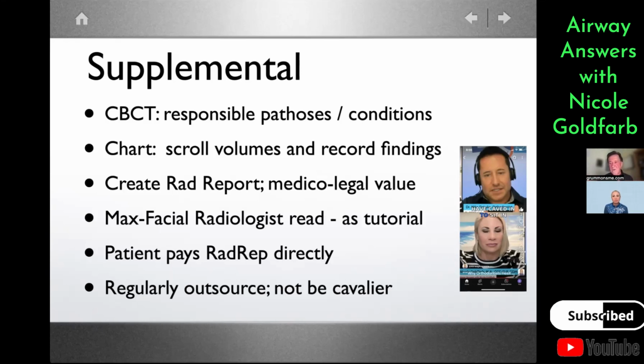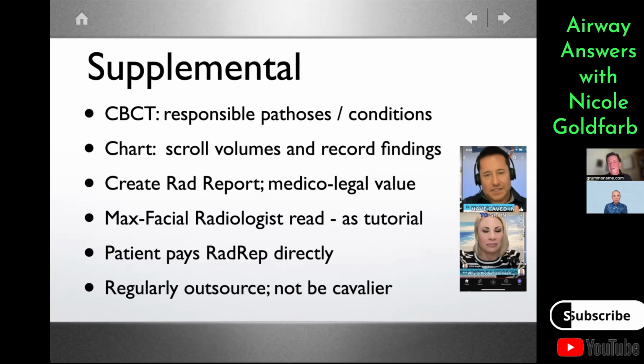And we don't always know enough to create it. I've created a lot of reports, but I've sent a lot out to my maxillofacial colleague who knows more. And every time I get it back, I use it as a tutorial to go through and look at what they are seeing and let me find it so I can see it too. And then the patient pays the RAD report directly, so there's not a consequence to you. They appreciate it. There's a value added.